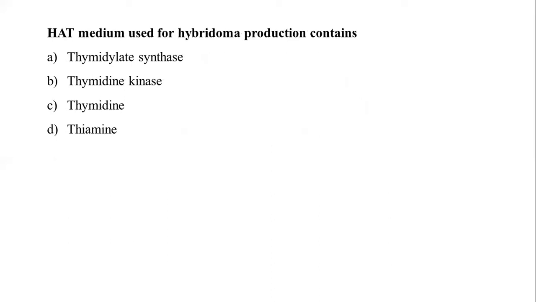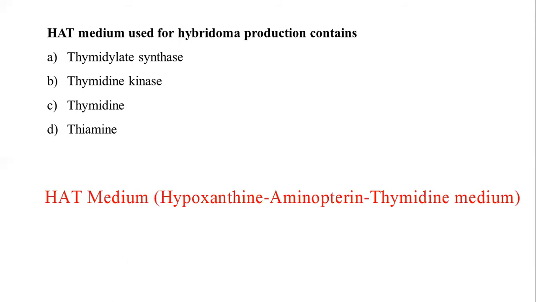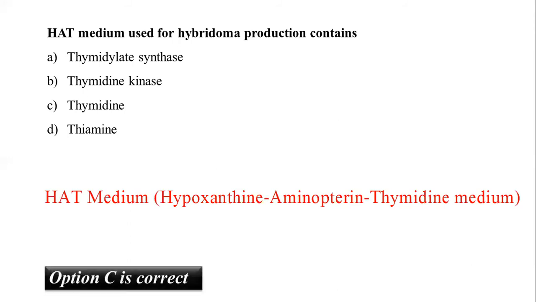The next question is: the HAT medium used for hybridoma production contains. The HAT medium, also known as the hypoxanthine aminopterin thymidine medium, is a selection medium for mammalian cell culture, which is used in hybridoma technology. And now, as the name suggests, it contains thymidine, which is option C. So option C is the correct option.